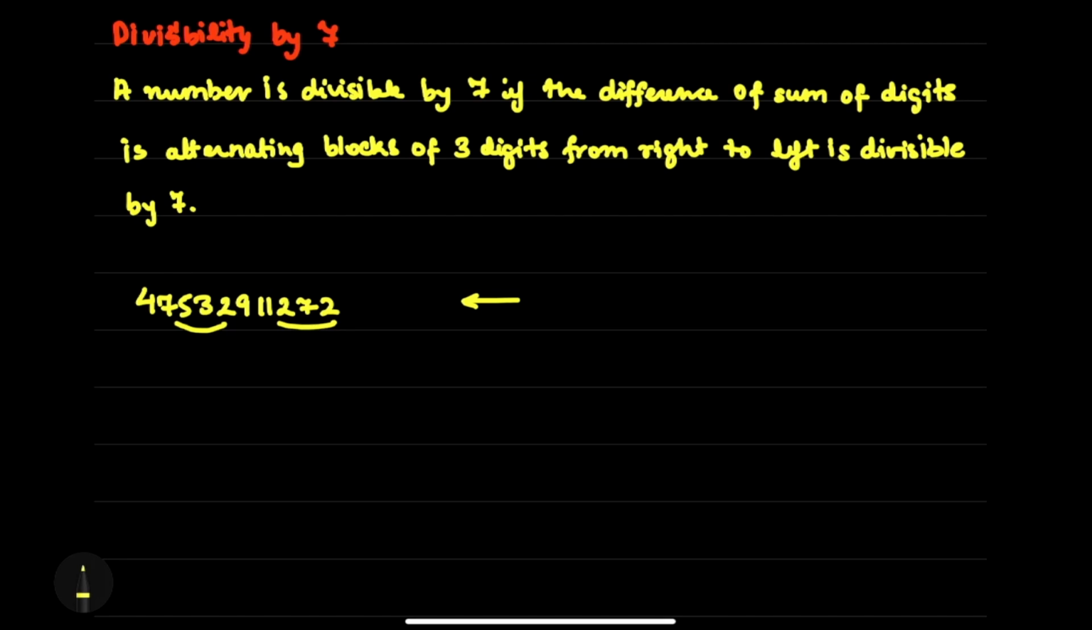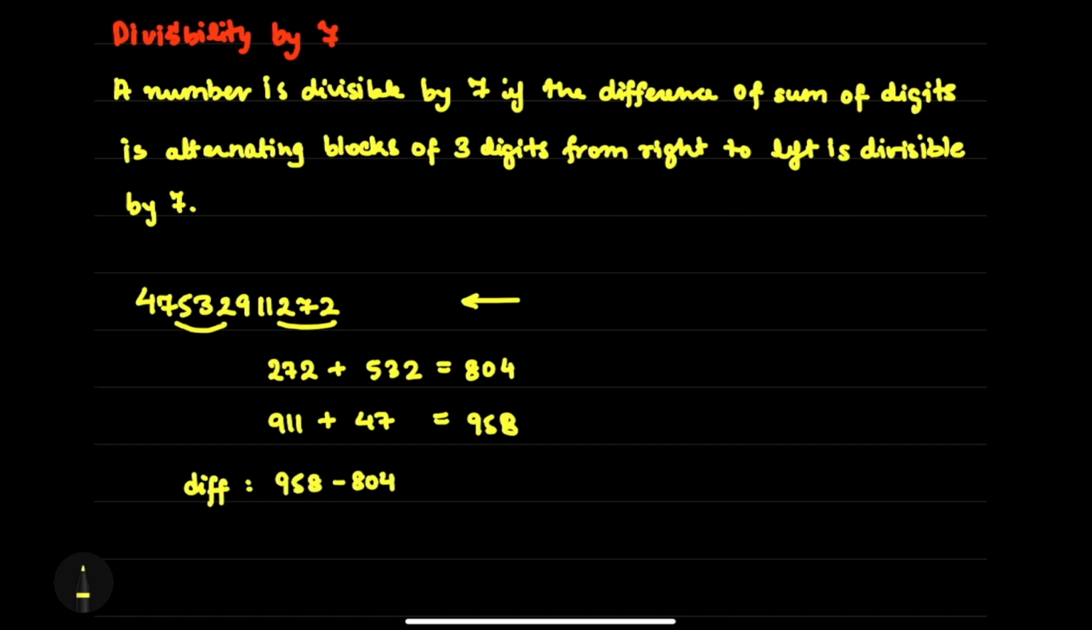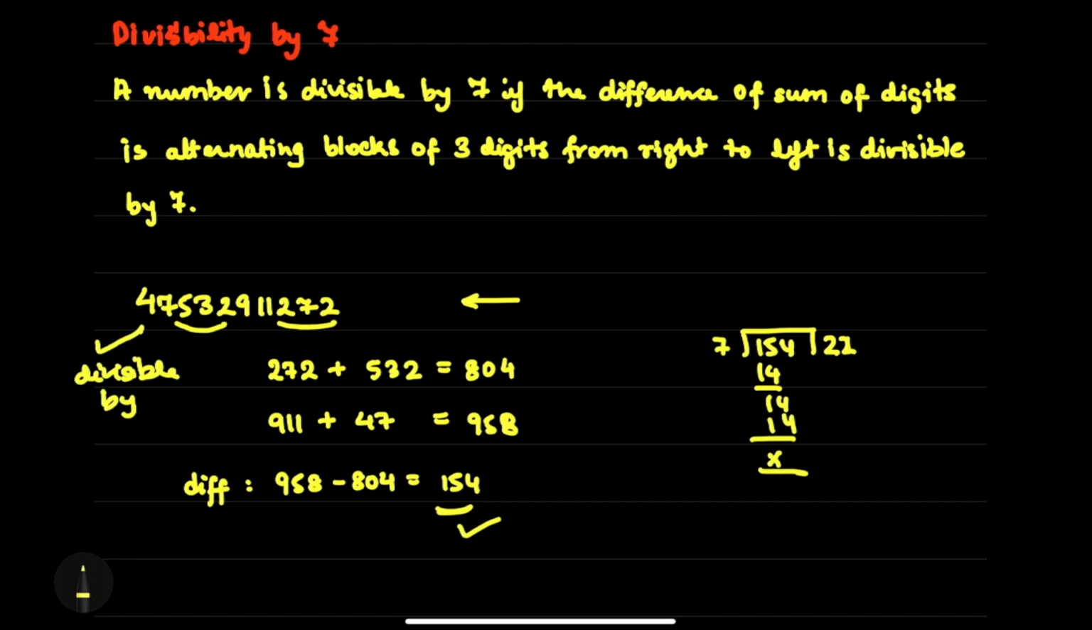So let's take the sum of block 1, and this comes out to be 804. For the next block, the sum of this comes out to be 958. Let's find out the difference, which comes out to be 958 minus 804, and that is 154. Now we need to find whether this 154 is divisible by 7 or not. And as it turns out, it is. So therefore, this entire number is divisible by 7.